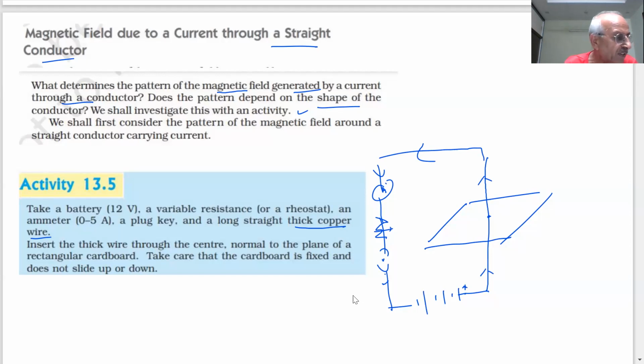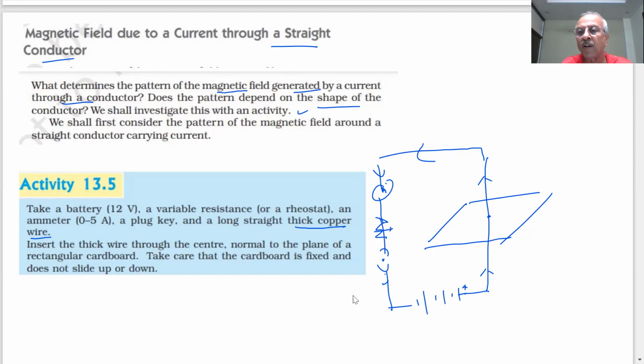Or we can use a compass needle to find the pattern. A compass needle gets deflected when brought near a magnet. A compass needle is a small bar magnet. The ends of the compass needle point towards the north and south directions. The end pointing towards north is called north seeking. The other end is called south seeking. So we can also use the compass to trace the pattern of the magnetic field which will be produced around this.